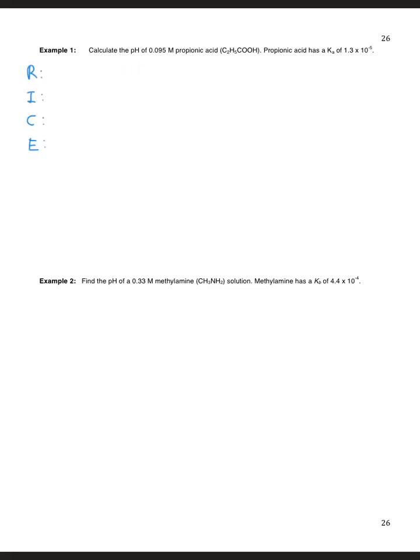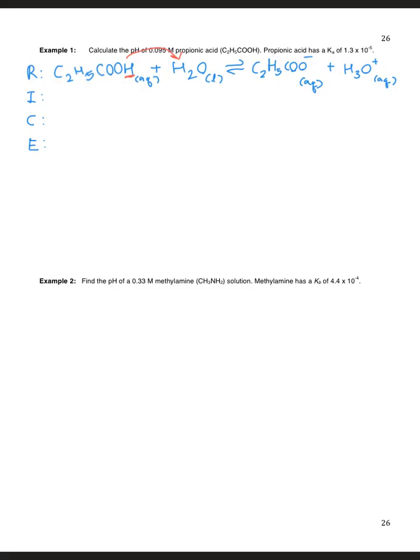First step, let's start by setting up the RICE table. For the reaction, we need to write the acid ionization of propionic acid reacting with water. For propionic acid, the acidic proton is the hydrogen that is connected to oxygen. The acid will transfer this proton to water and become the conjugate base, propionate ions, and hydronium ions.